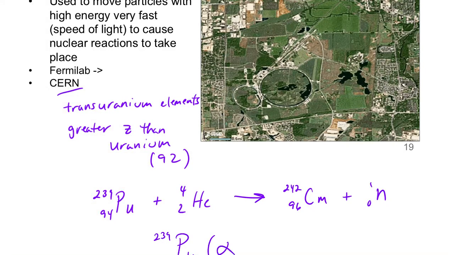We're bombarding it with the alpha particle, producing a neutron, and the product nucleus is the curium particle. Okay. So make sure you're able to take a transmutation type reaction and write it in the shorthand, or go from the shorthand to the full reaction.